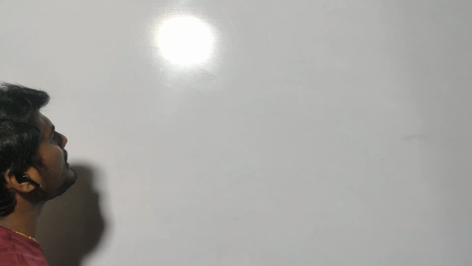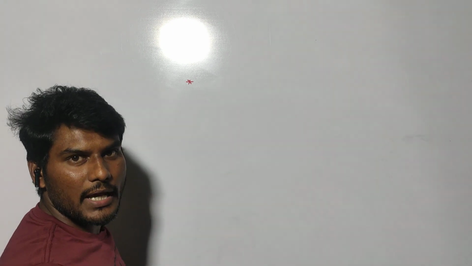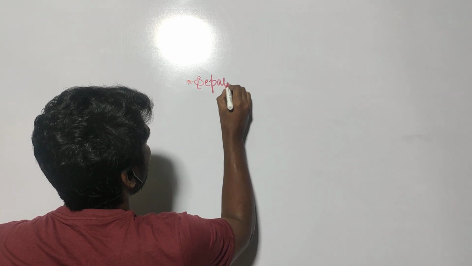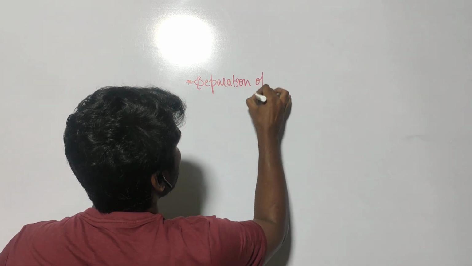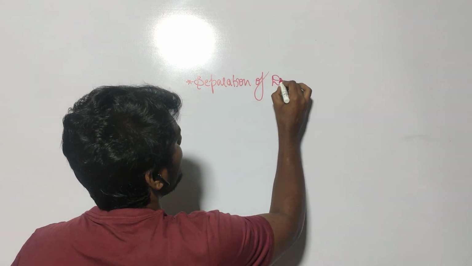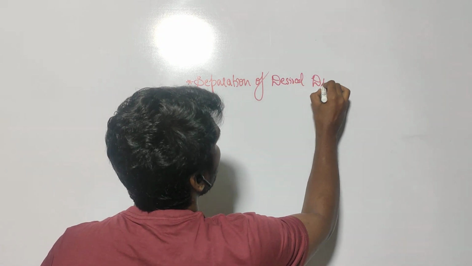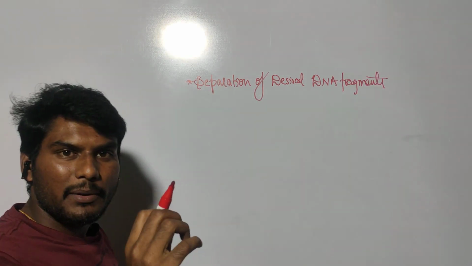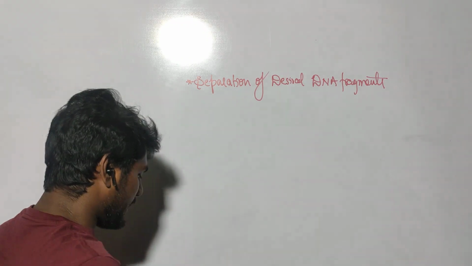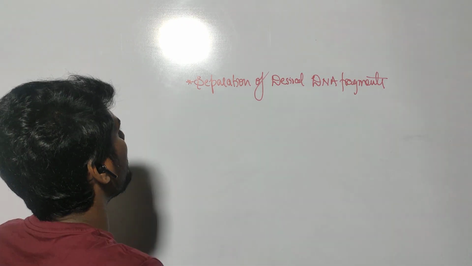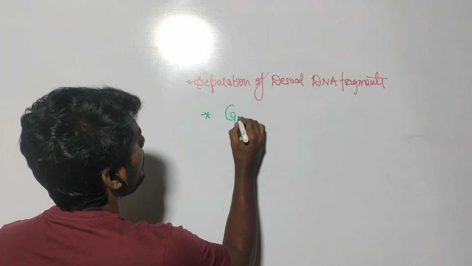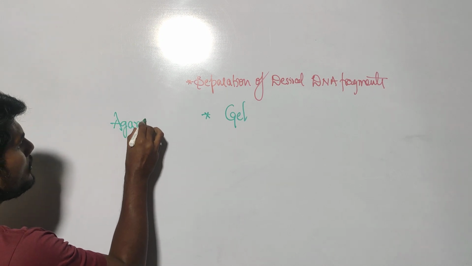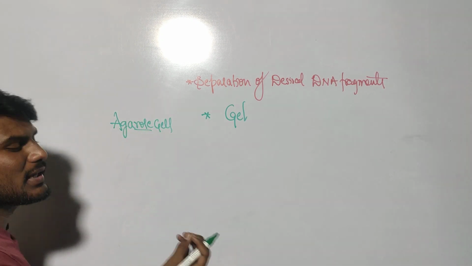Now let's see, for that separation purpose, a process we have to do. So what we are doing? Separation of desired DNA fragment. Why? Because we got so many fragments, no? So for one fragment, we have to separate all the fragments. How can we separate? We can separate these DNA fragments by using a gel. What gel? Agarose gel, which is a liquid substance.